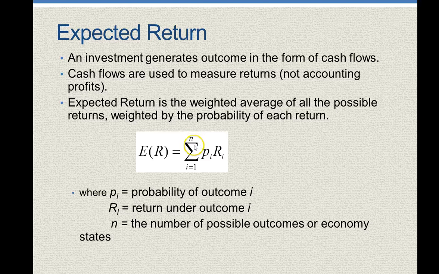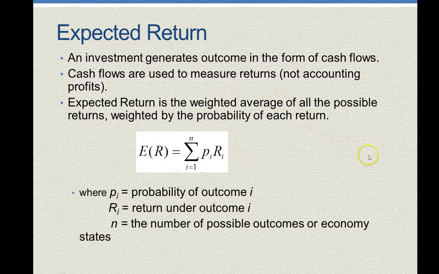In the video you just watched, there can only be two outcomes, so N equals 2 in that case. So here it's the probability of that outcome times the return under that outcome, and then we sum up all these products, and that becomes our expected return.